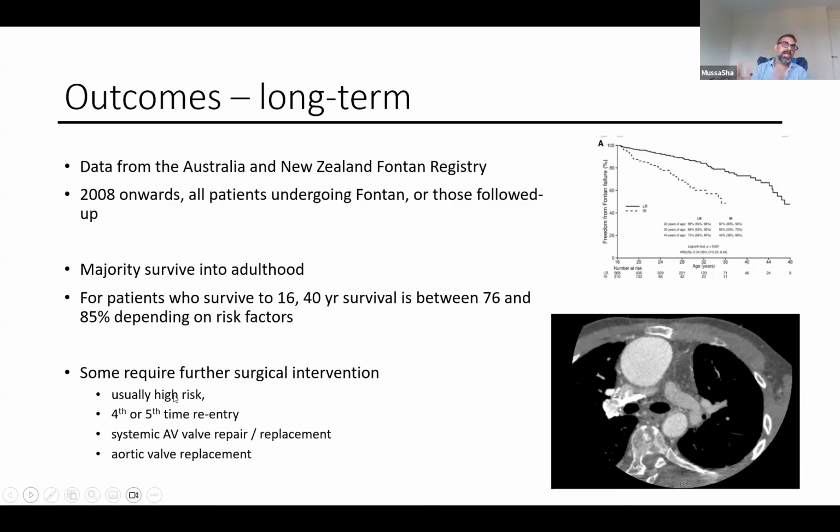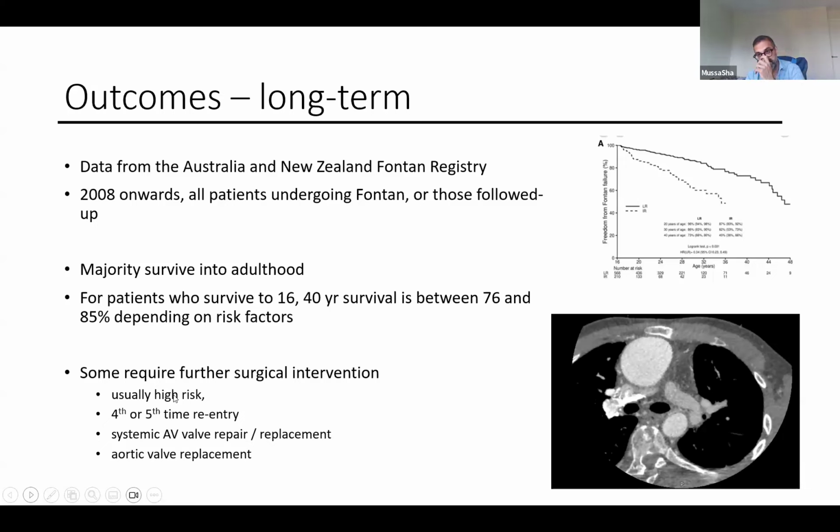Traditionally it was always, okay, once their Fontan fails, they'll need a transplant. But actually in this day and age, with all the complexities behind transplantation and the lack of donor organs, transplantation in the context of Fontan is actually quite rare. And therefore, they might end up having high risk conventional surgery. It will be a 4th or 5th time restenotomy. And the sort of operations that they'll need are systemic atrioventricular valve repair or replacement, or aortic valve replacement.